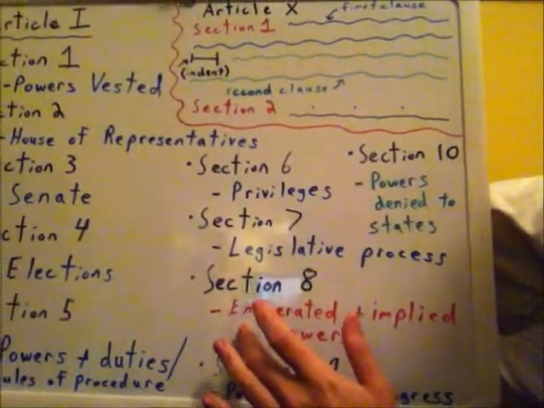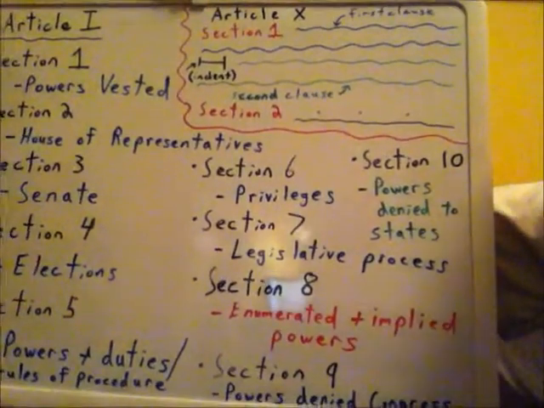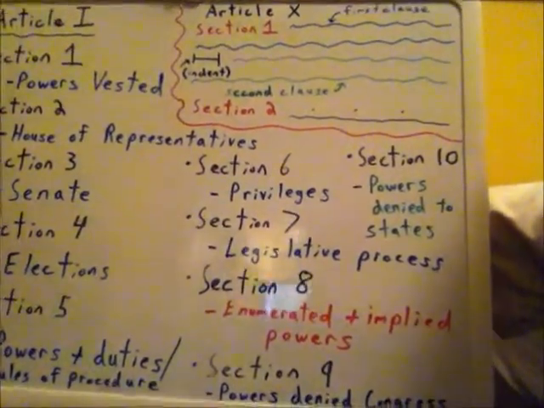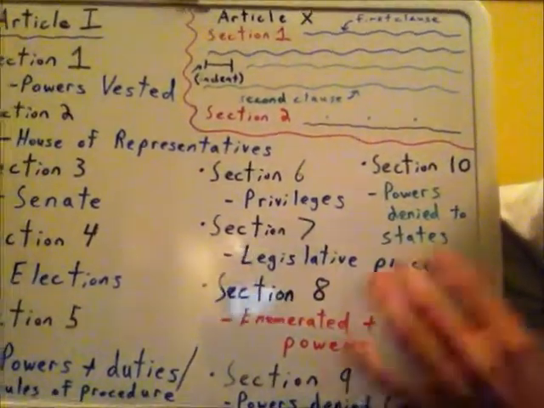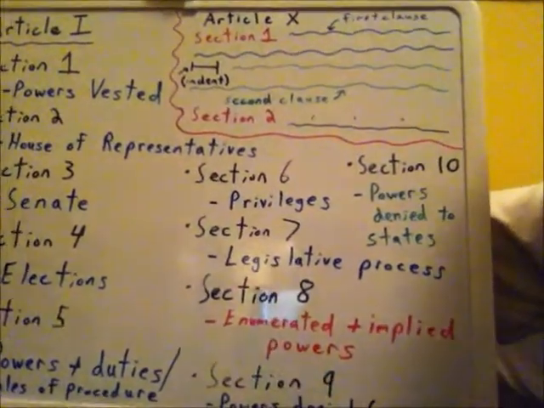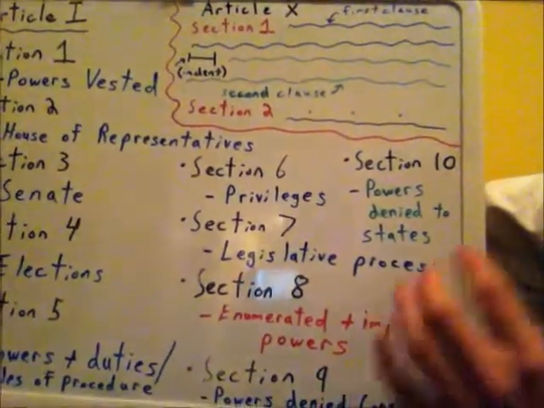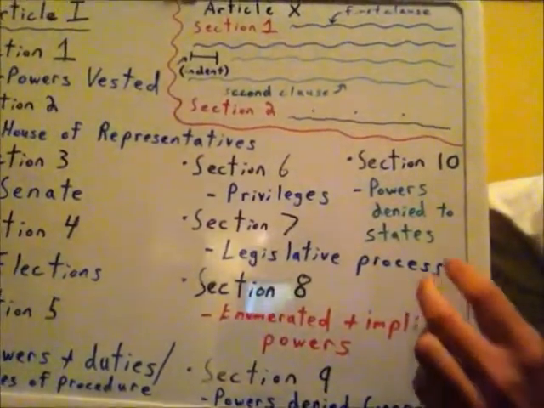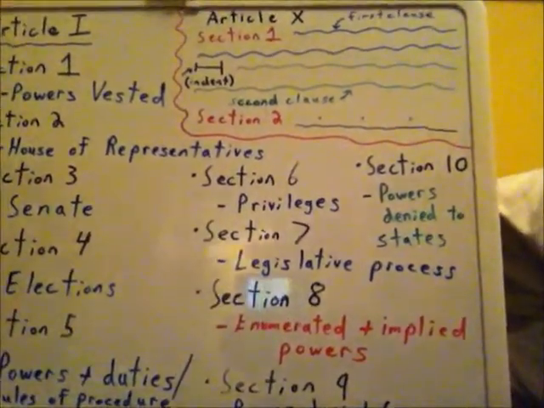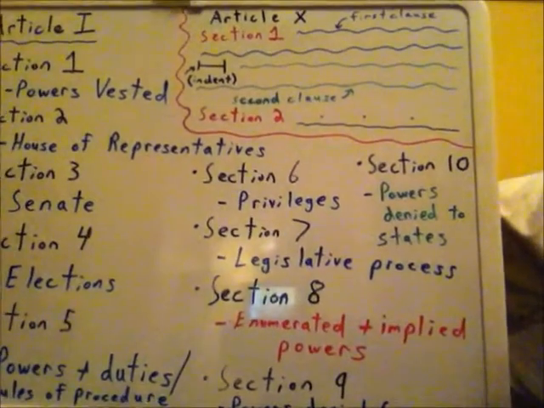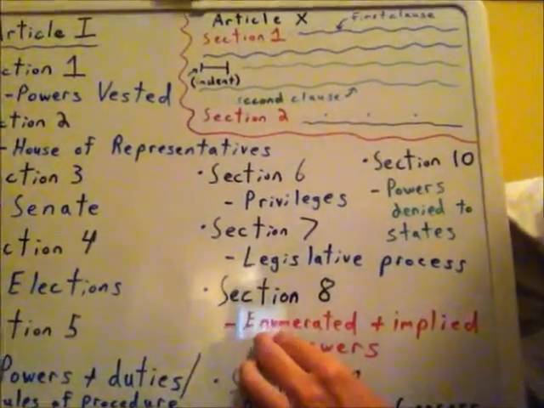The first 17 are each individual enumerated powers, the powers Congress explicitly has defined in the Constitution, such as the power to establish courts or the power to levy taxes. Each of those individual enumerated powers is an individual clause in Section 8. Now, those are the first 17 clauses. The 18th clause is what we call the necessary and proper clause, because it states that Congress shall have the power to pass any bill that is necessary and proper to basically implement its enumerated powers.